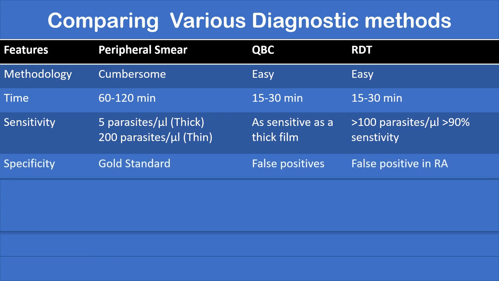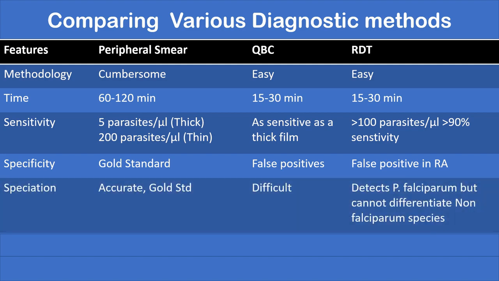Specificity: peripheral smear is the gold standard, whereas QBC and RDTs can give false positives. For speciation, peripheral smear is accurate as it is the gold standard. For QBC, it is difficult. In case of rapid diagnostic test, it detects Plasmodium falciparum but cannot differentiate non-falciparum species.